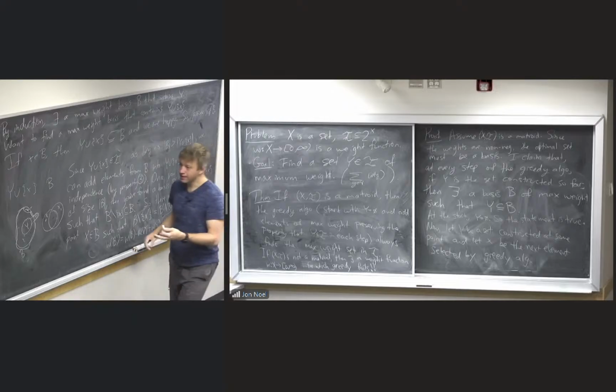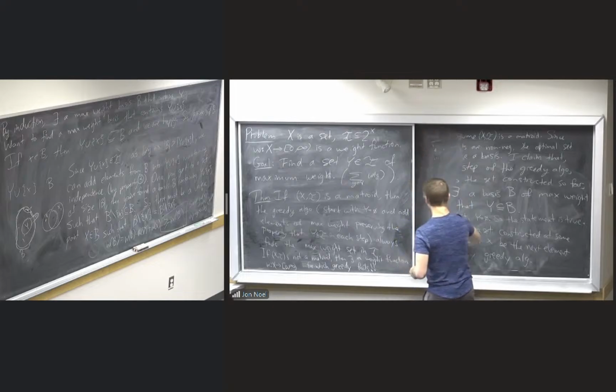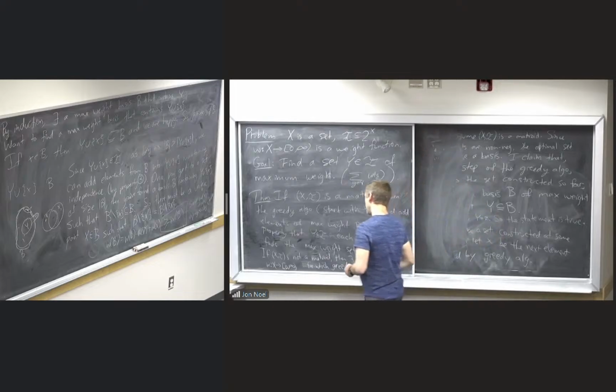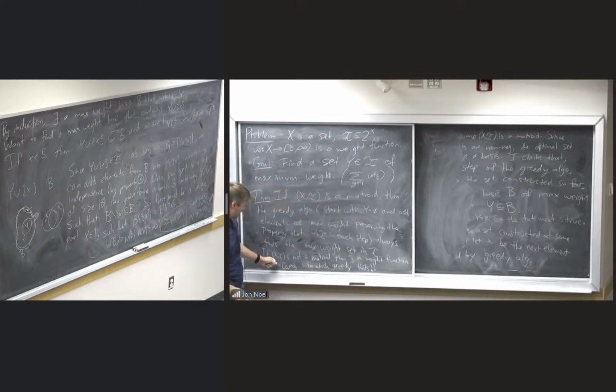Well, okay, let's prove the second part of this, that if it's not a matroid, yeah, okay. There is something I'm missing in this hypothesis. So what this should say is that if it's not a matroid, but it satisfies condition 1 and 2 of the matroid condition, but not the third one, then there's a weight function where it fails.